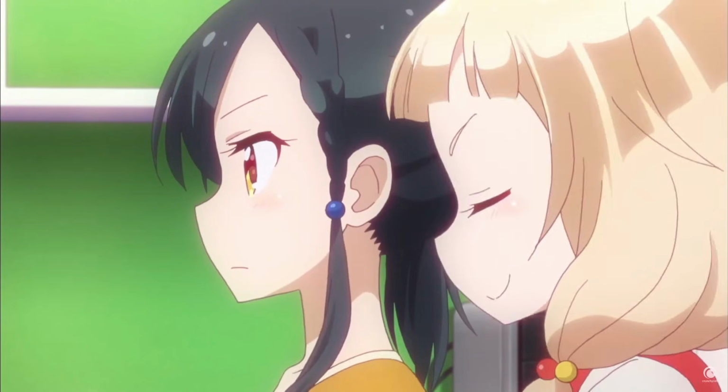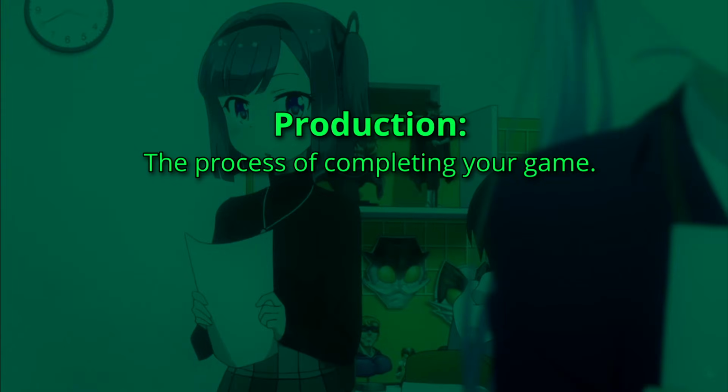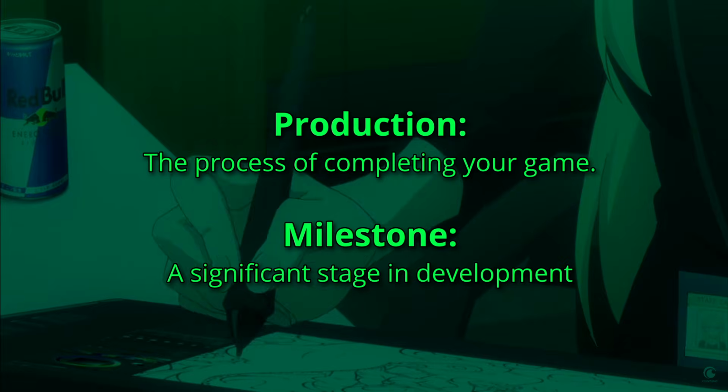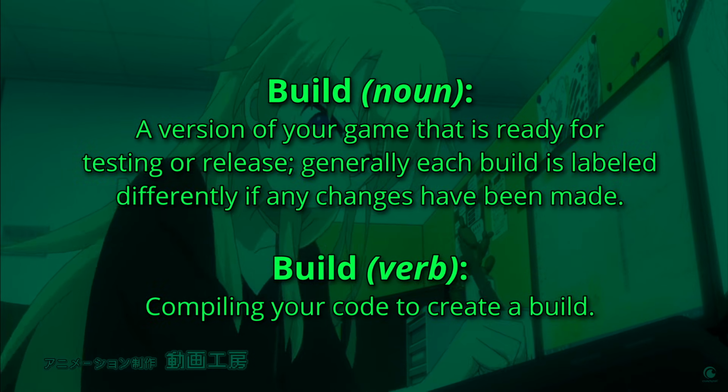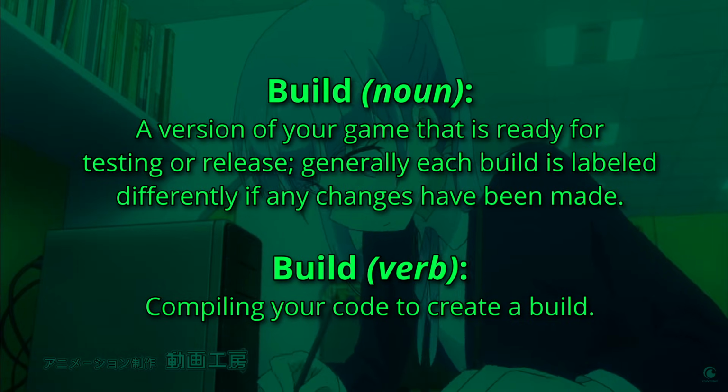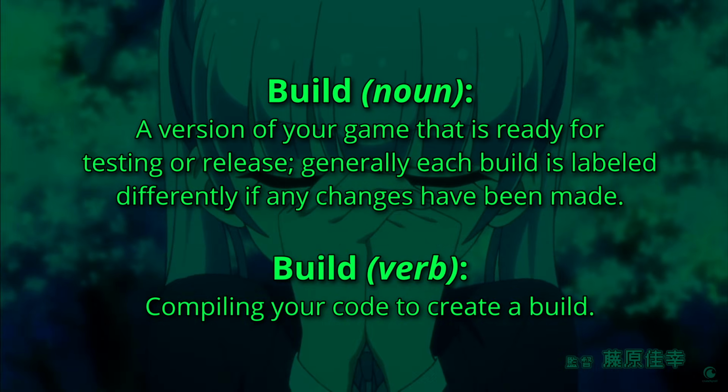Production is the actual process of making a game, and we break this up into a few milestones, which we call builds. Builds are when you've reached a point in development where the game is ready for implementation, and you can start playing and testing it.